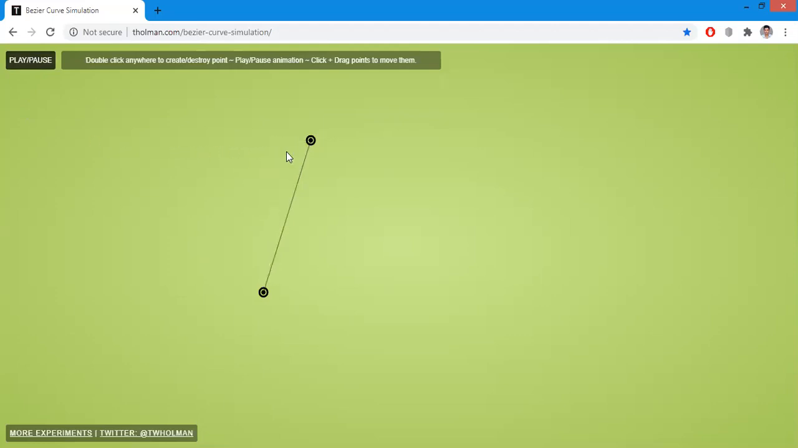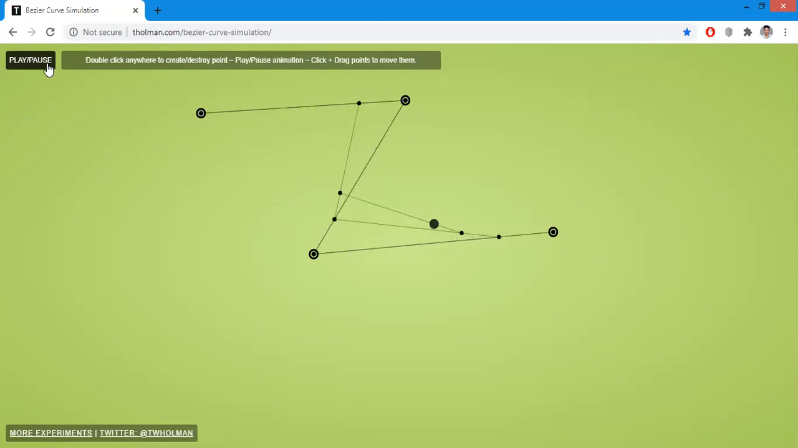Now let me show for 4 control points. First, second, third, fourth. So how many control points here? 4 control points. Degree is 3. So let me play it. You can see over here how it will reach. You can see how it is making a curve. Again I am going to play. You can see how it is making a curve.